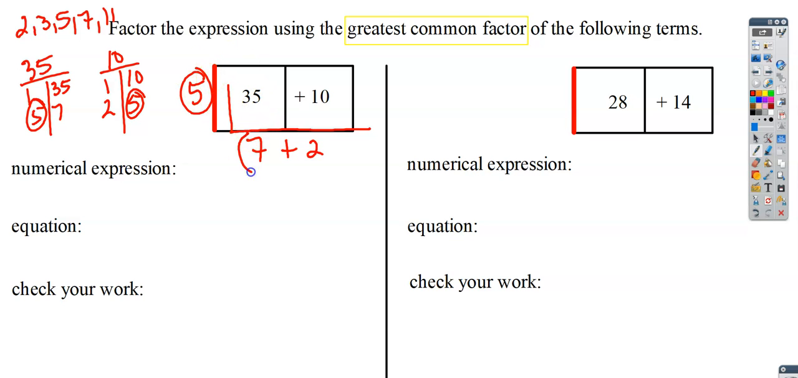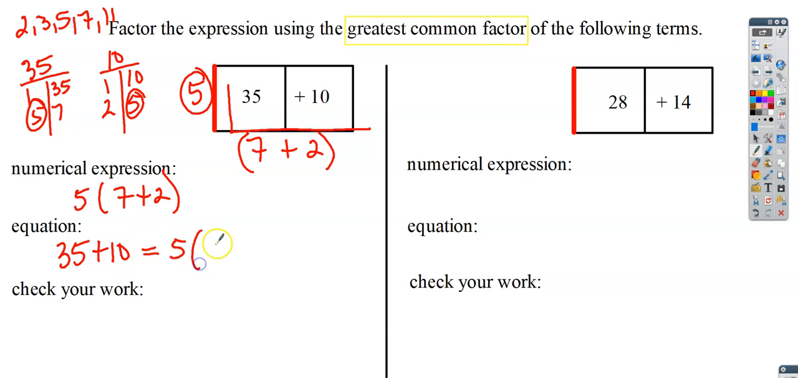Now what I'm going to do is put these in parentheses because this is the width and this is the length. So what I did was I rewrote the expression to show the dimensions. This is the length, there's the width. Now the whole equation is showing me that 35 plus 10 is the original area. That's equivalent to 5 times 7 plus 2.